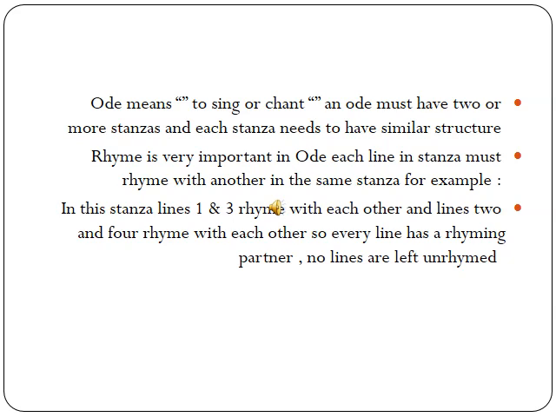For example, in the stanzas which I'm going to show you in the next slide, you will see that lines 1 and 3 rhyme with each other, and lines 2 and 4 with each other. Also, it's a revision of rhyme, because you already know rhyme means the ends of words which have the same sound. So every line has a rhyming partner. No lines are left unrhymed. You must rhyme it together.